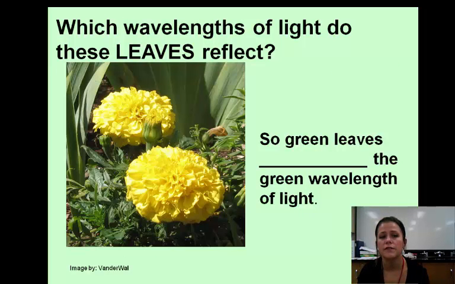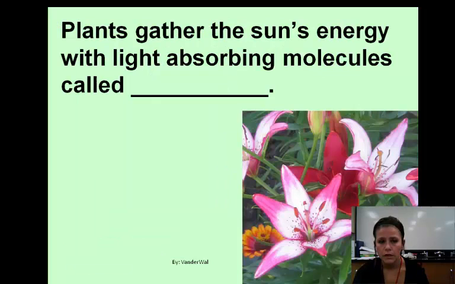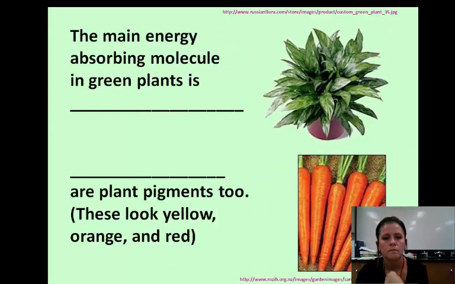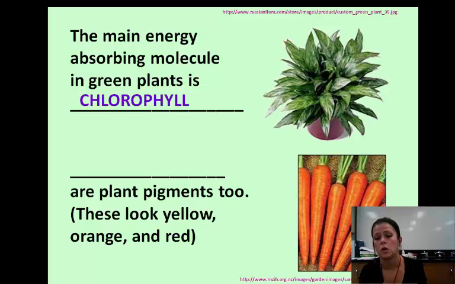So which wavelengths of light do the leaves reflect? Green leaves reflect green wavelengths of light. So that's what we're seeing. So we're actually not absorbing much green light at all. Plants gather the sun's energy with light-absorbing molecules. We call those, hopefully you know, pigments. And the main energy-absorbing molecule in green plants is chlorophyll.